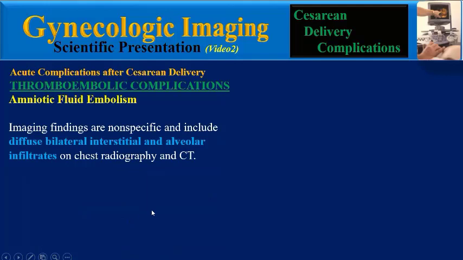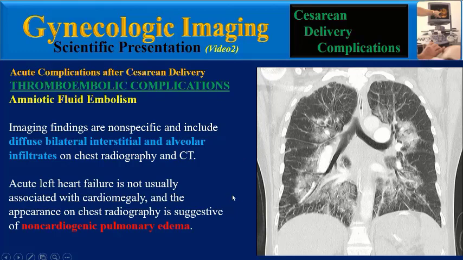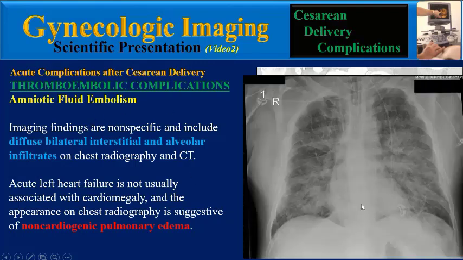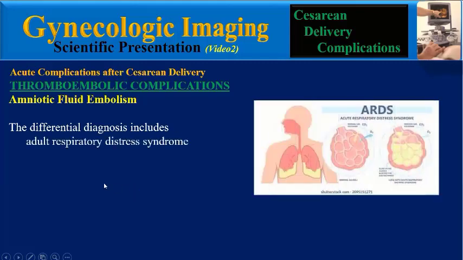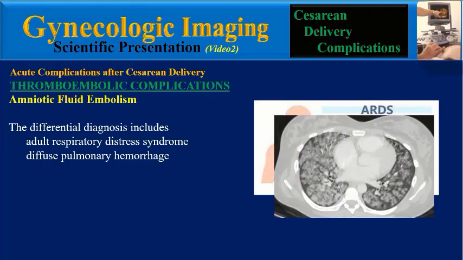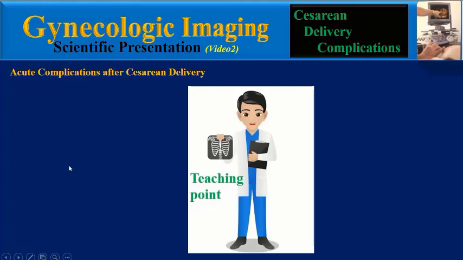Imaging findings are non-specific and include diffuse bilateral interstitial and alveolar infiltrates on chest radiography and CT. Acute left heart failure is not usually associated with cardiomegaly, and the appearance on chest radiography is suggestive of non-cardiogenic pulmonary edema. The differential diagnosis for amniotic fluid embolism includes adult respiratory distress syndrome, diffuse pulmonary hemorrhage, aspiration, and pneumonia. Now, I think it's better to review the teaching points after this long presentation.